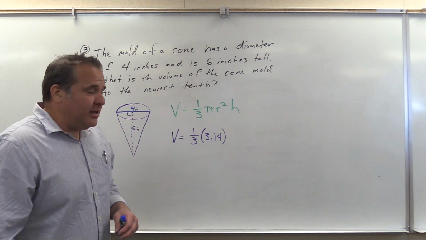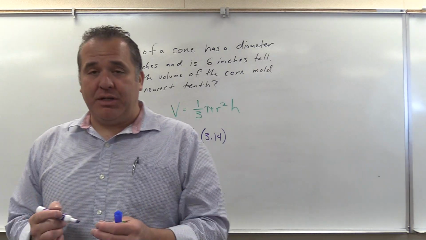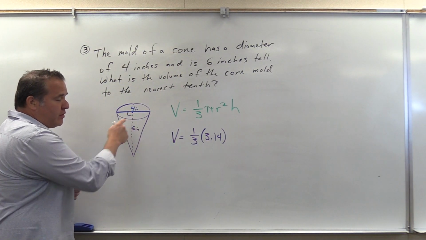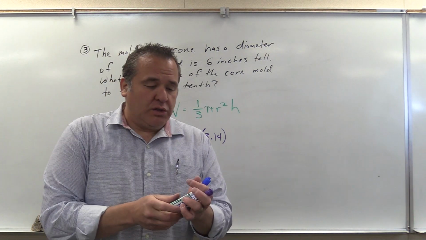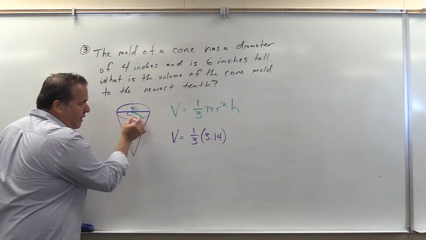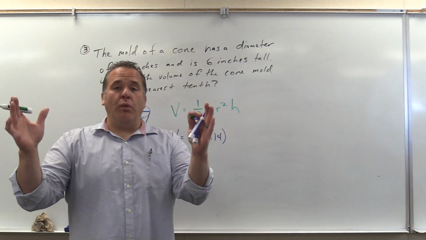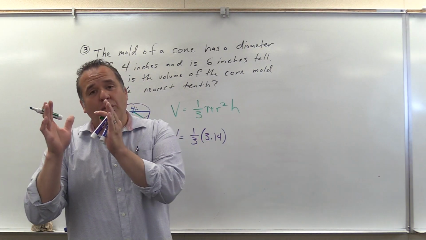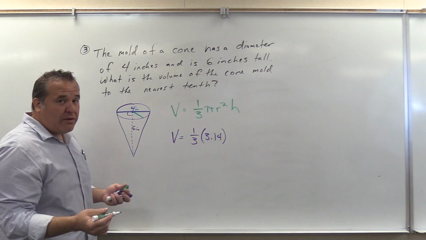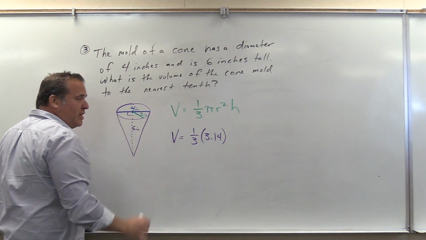Then we need to know the radius. Now if we look up here, we do not have a radius. What we have is a diameter. Diameter goes all the way across. The radius is just from the center to one side of the circle. So the radius would be this little guy right here. Well, how do we find that? If the diameter is the whole way and the radius is only half of the way, we just divide the diameter by 2. So what's 4 divided by 2? It's 2. So that means my radius is going to be 2 inches.